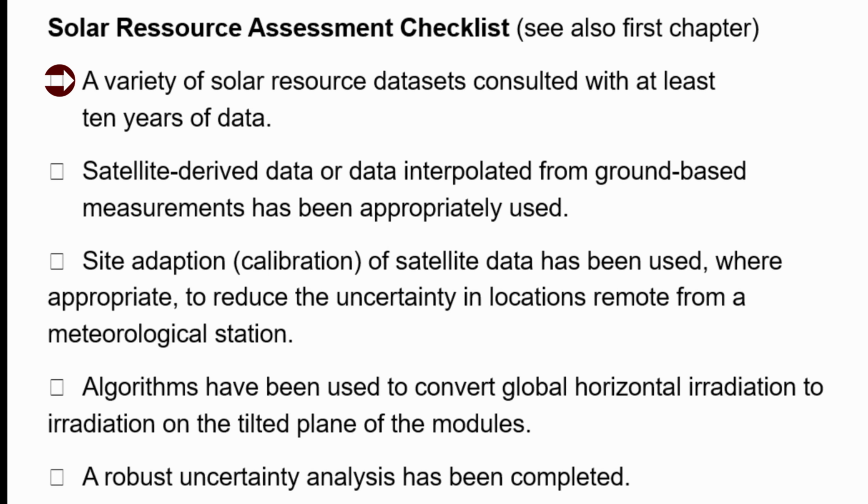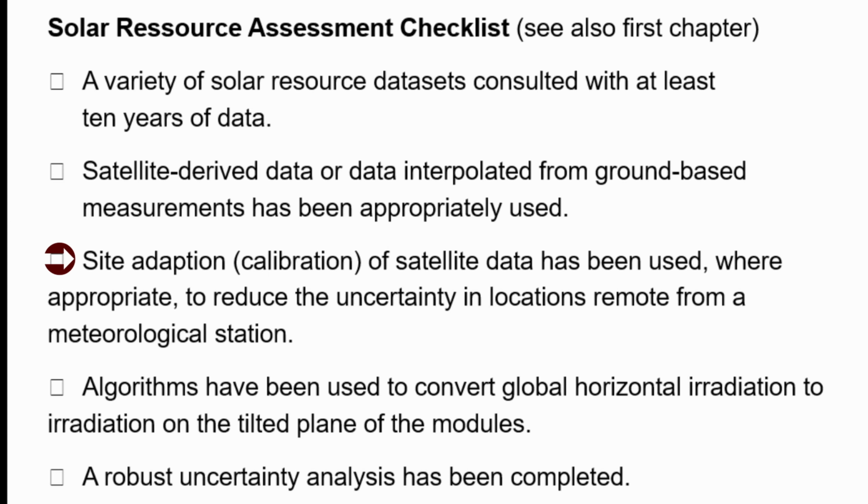Sometimes you don't have this data available, so sometimes you have only 1 year, and you have to check whether this changes something or is still accepted by the utility or by the banks and so on. You can use satellite-derived data or data interpolated from ground-based measurements. Sometimes there is a ground-based meteorological station at some distance, and you can interpolate that. Usually the programs do that already. For example, the Meteonorm software is able to do that, so it takes several close-by measurement stations and interpolates that.